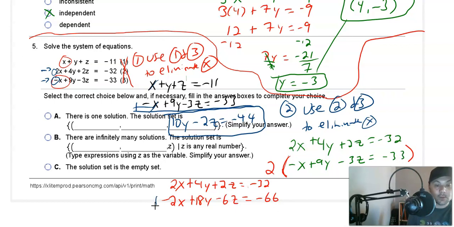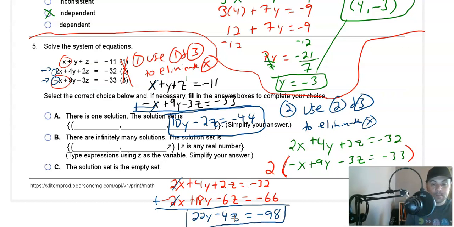Now I can add these two equations together. The x's will cancel out just like I needed them to. And then I'll have 22y minus 4z equals negative 98. And so this is the result I get from step 2. I don't know if I can delineate the areas where the steps are occurring, but this is step 1. This over here all is step 2.